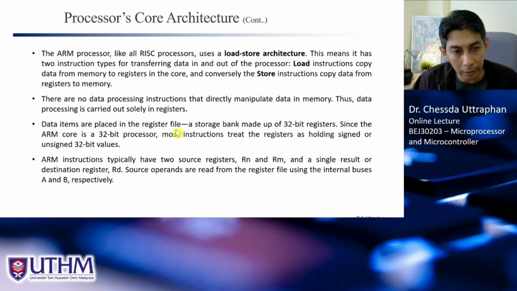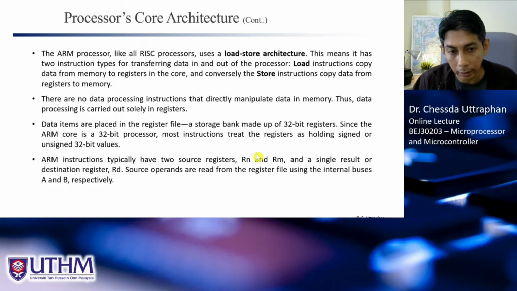Data items are placed in the register file, a storage bank made up of 32-bit registers. So in the ARM microprocessor, the size of the register is 32-bit, right? The ones used in nowadays ARM microprocessors, especially A profile, have up to 64-bit registers already. But the one that we use, Cortex-M, has 32-bit registers. Since the ARM core is a 32-bit processor, most instructions treat the register as holding a signed or unsigned 32-bit value. So the registers that we will use later on can hold a signed number or an unsigned number.